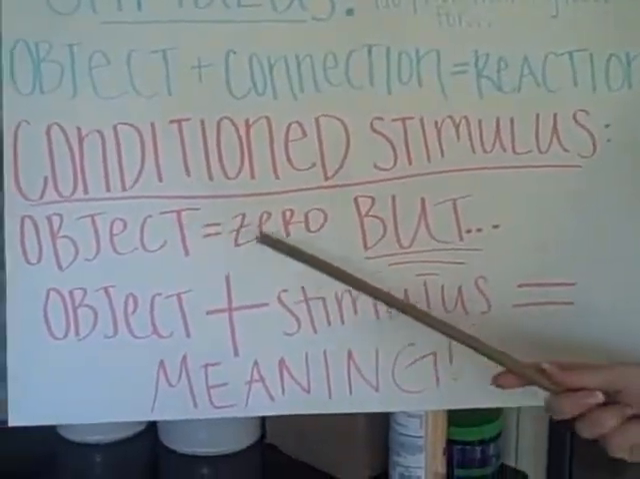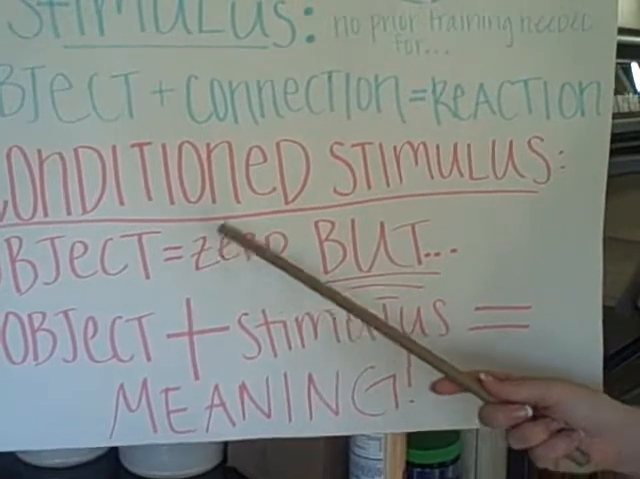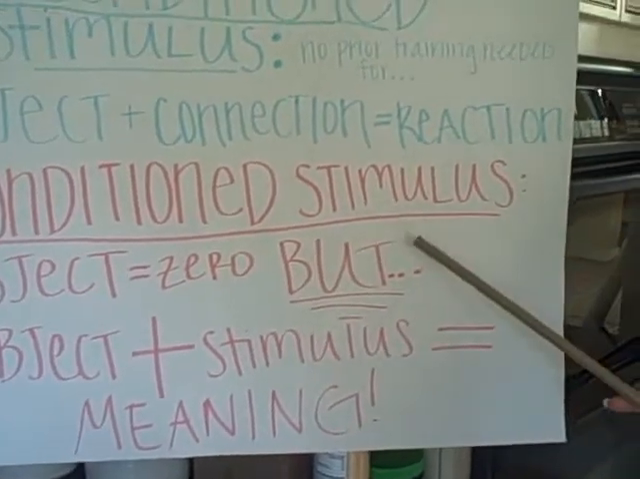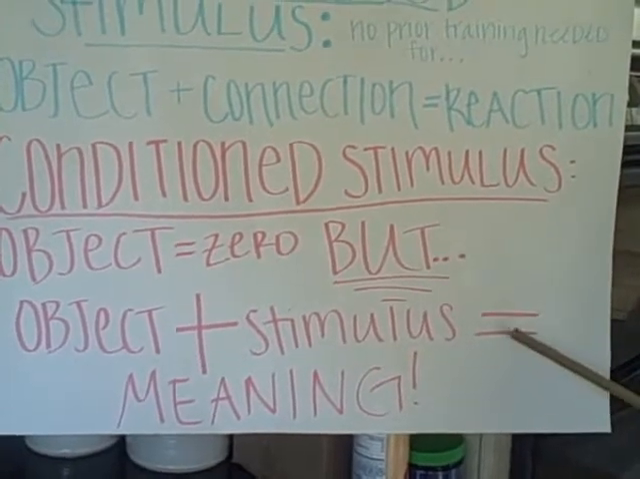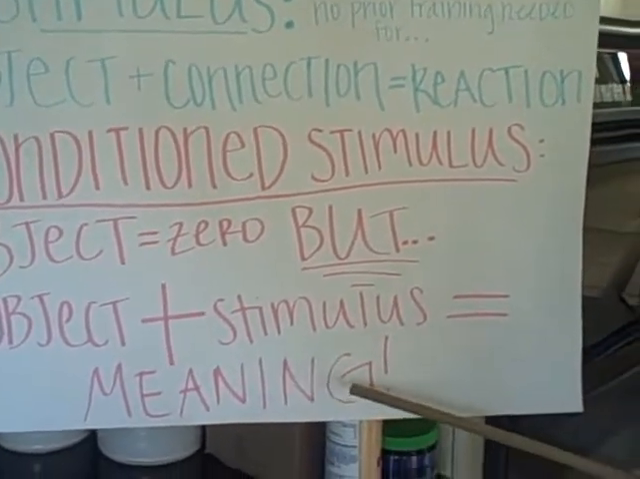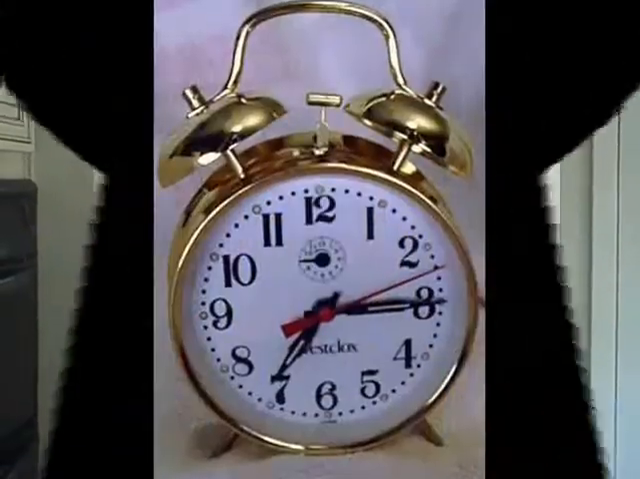Don't worry, Brittany. I've brewed up another really good one to understand the conditioned stimulus. In the conditioned stimulus, the object alone has no meaning, thereby equaling 0. But the object plus the stimulus equals ta-da! Meaning! That's all for conditioned stimulus. Now tell us about that third term.